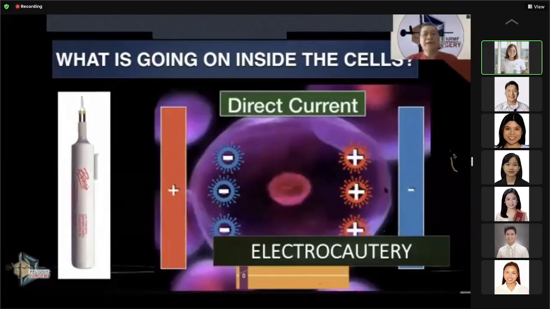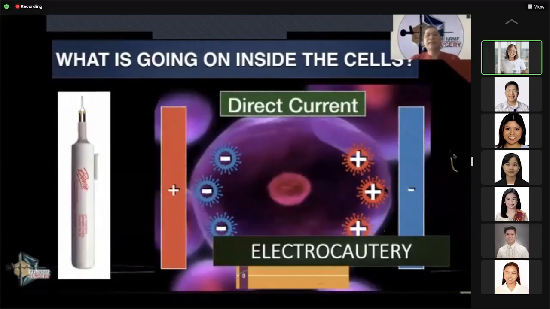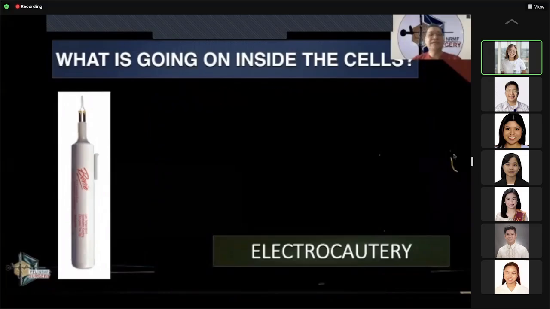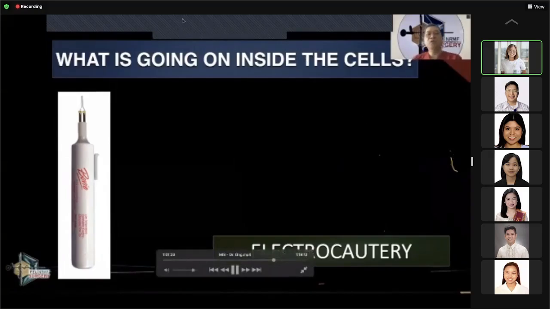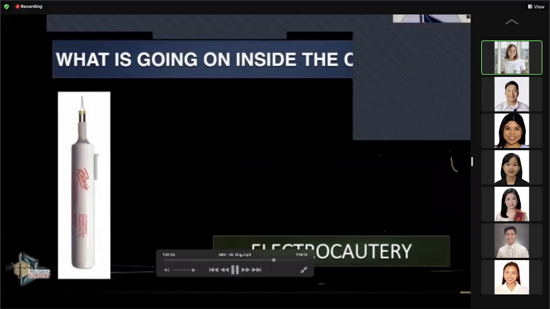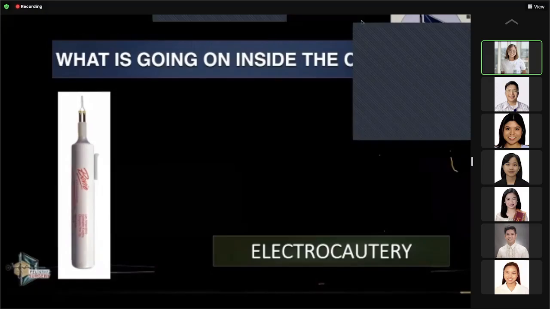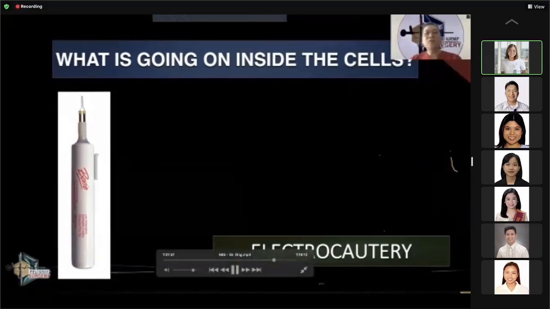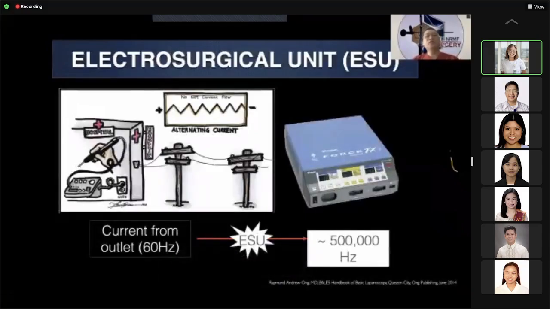So there are two currents, direct current and alternating current. Direct current is what you see in your batteries. So this is a pen. This is an electrocautery pen that we use to coagulate warts. So it uses direct current because it uses a battery. The other one is the electrosurgical unit. So the electrosurgical unit uses alternating current.